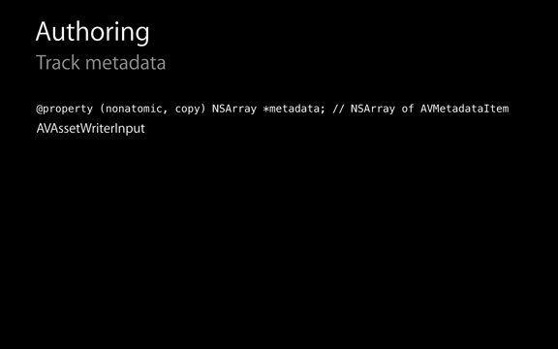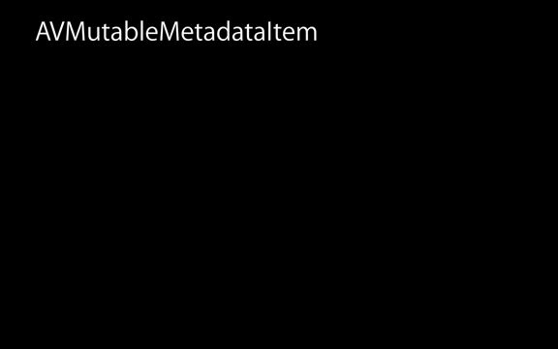Similarly, for track-specific metadata, like those tagged characteristics, you can use an AV Asset Writer input, which has the exact same property. Now, you're not limited to just writing out metadata that you got from somewhere else, like another file through the APIs we've been looking at. You can also create your own metadata items with a mutable subclass of metadata item. And as you might expect, this just has read-write properties for all of the properties in AV metadata item.